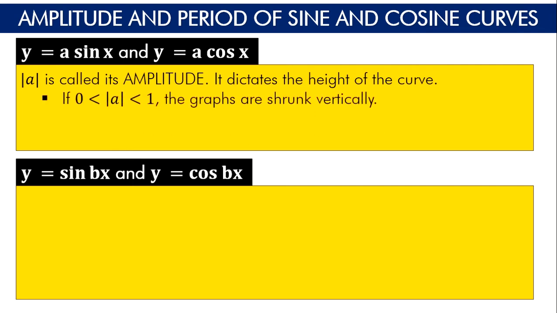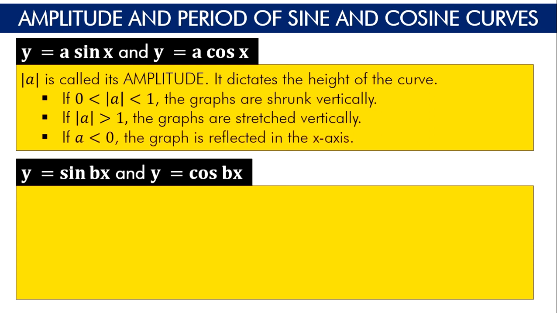So if the amplitude is between 0 and 1, the graph shrinks vertically. And if the amplitude is greater than 1, the graph is stretched vertically. So as you can see, it stretches if it is greater than 1. And whenever you have a negative value for the amplitude, all you need to do is to reflect the graph in the x-axis.